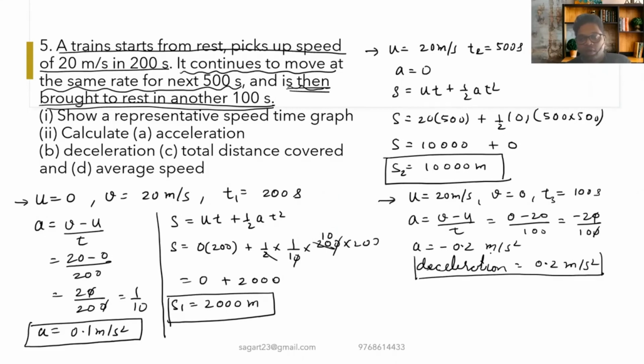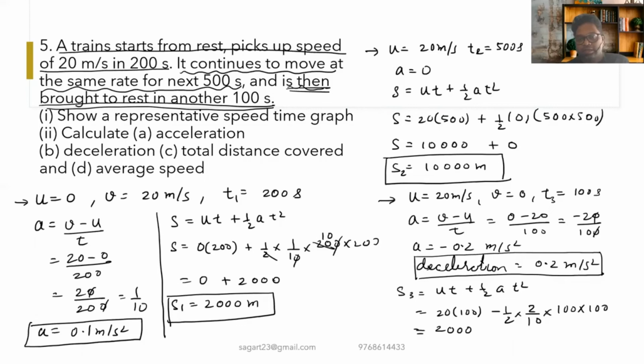And now I will find the distance covered over there, that is ut plus half at squared, and this will be 20 into 100 minus half into 2 by 10, and the time is 100 into 100. So this will be 2000. This and this get cancelled. The 0 also gets cancelled, and that will be 1000. So 2000 minus 1000, what do we get? We get S3 as 1000 meters.